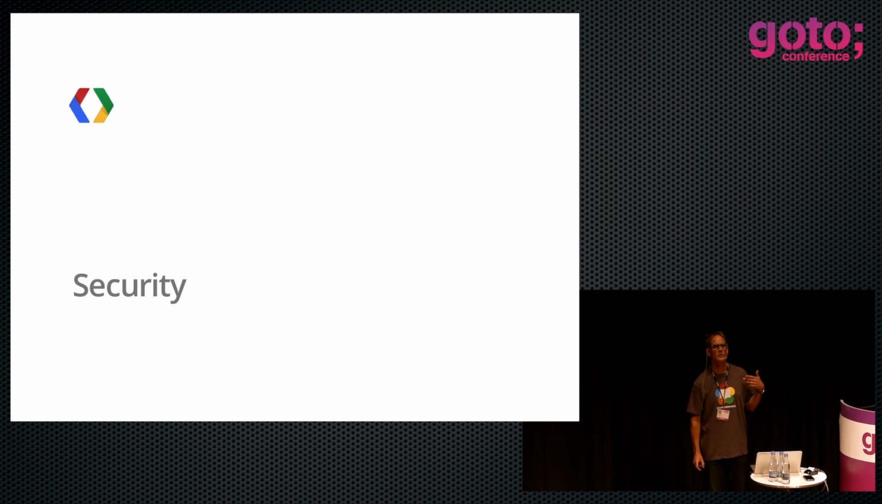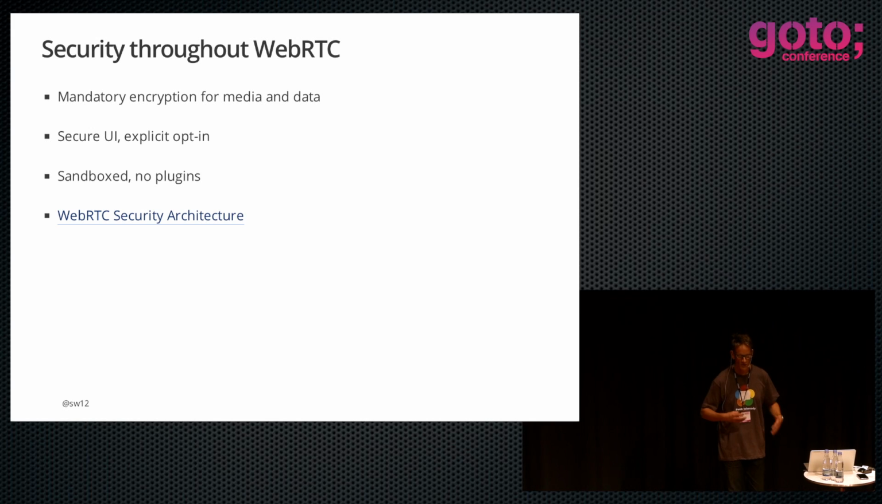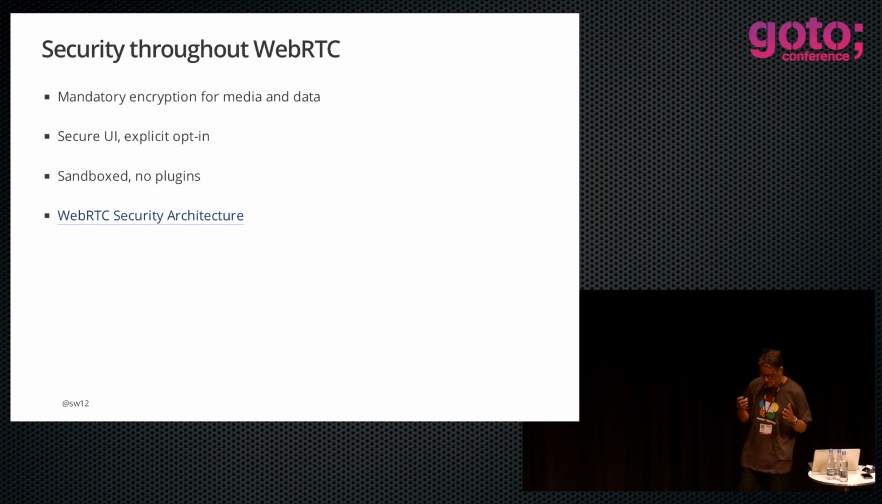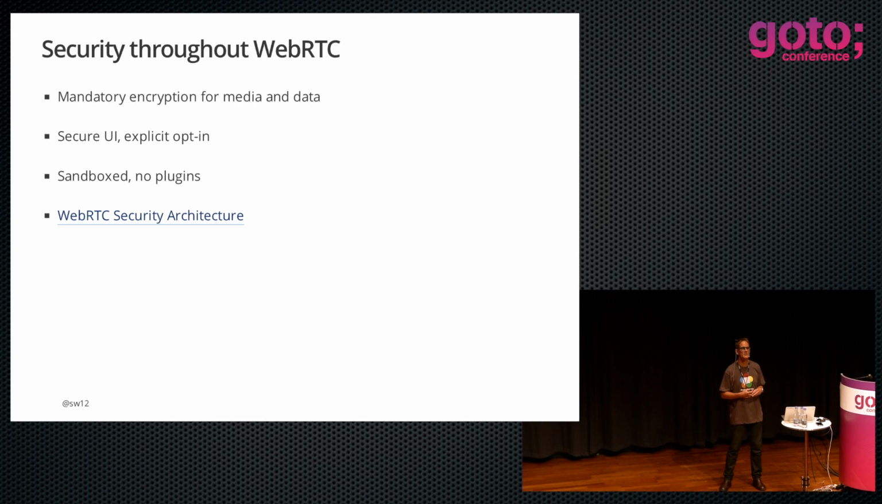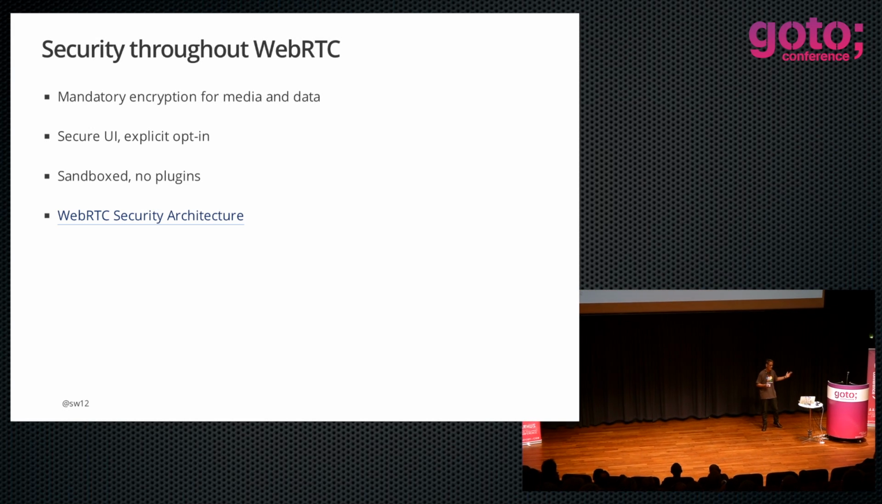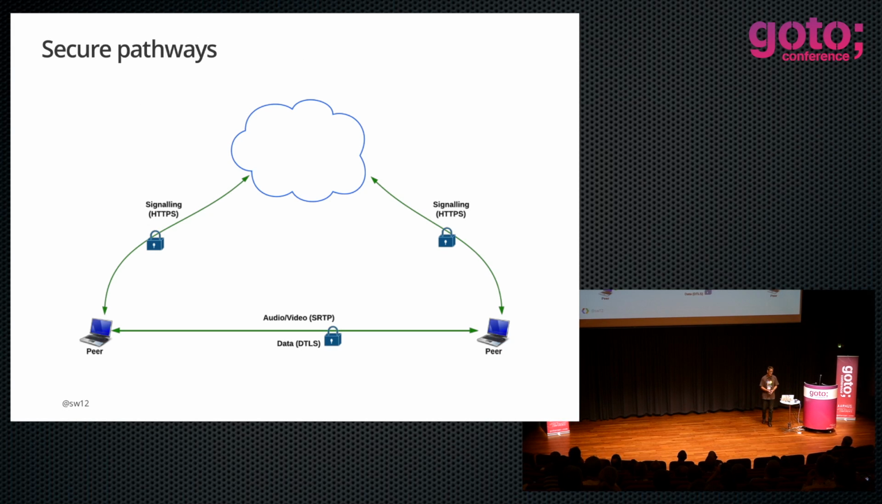Just a quick word about security. A lot of people ask about this. It's core to the WebRTC project. We have mandatory encryption with all the components of WebRTC, and of course, like I showed you, we have UI interactions designed to be secure. You have to explicitly opt into participating in a WebRTC call. I think the most secure aspect of this is that WebRTC is built into the browser. So it's sandboxed. There are no plugins. There's no separate update process. There's no way to trick people into installing extras. So we have these secure pathways.